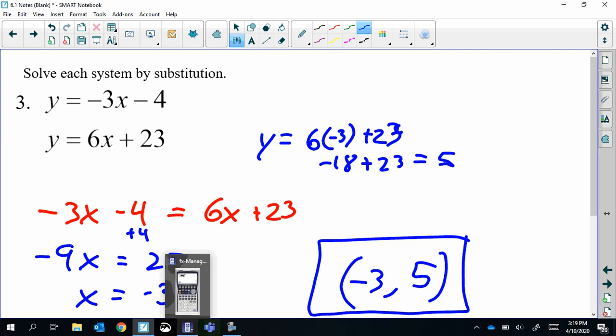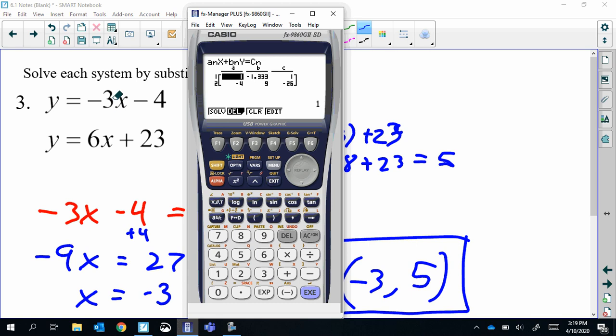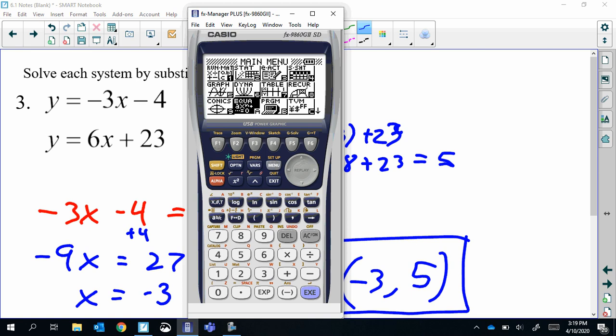Again, if you're going to type this into your calculator, you have to get it in standard form first. So the 3x comes over. It'll be a positive 3x. And then the 1y equals negative 4. And then negative 6x when you move it over. Plus 1y equals positive 23. Negative 3 comma 5. Also, since these were y equals, you could have typed them into the graphing portion of your calculator and then just done a calc intersect, and that would work too.